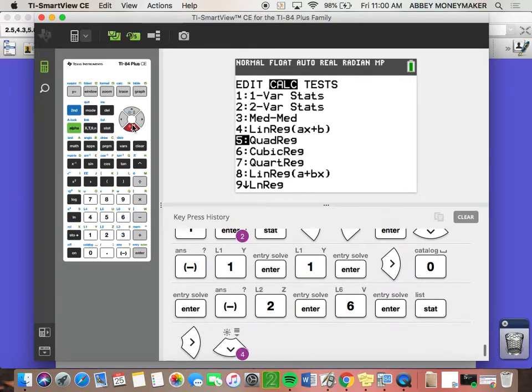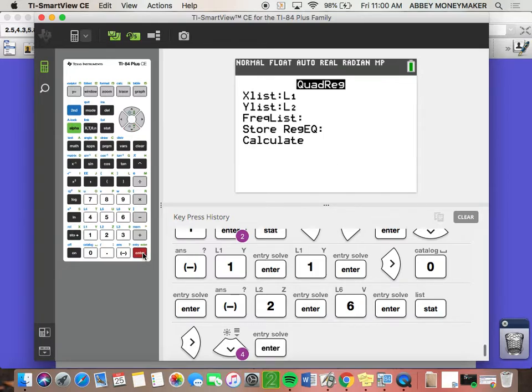Okay, so when you go to stat and you go over to calc, do you see the option that says quad reg? Yeah, we're going to choose quad reg. You're not graphing a scatter plot here, right? So you do not have to do the store reg EQ. The only time you need to do the store reg EQ is when you are graphing. So you can go ahead and hit calculate all the way through.